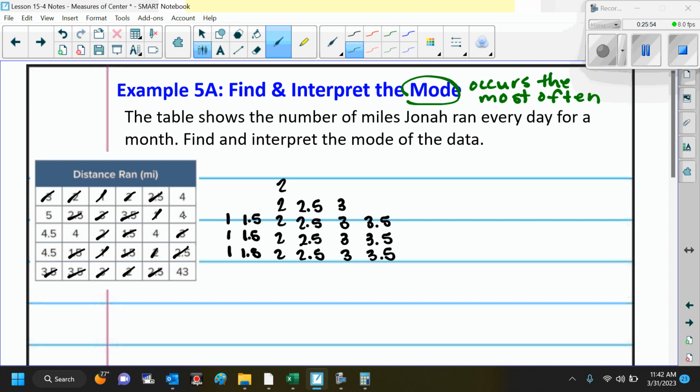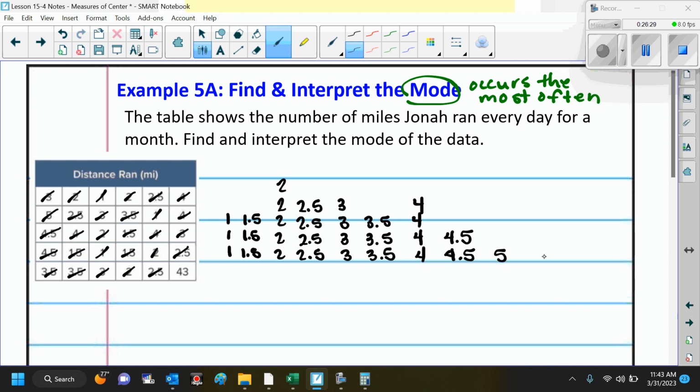So now we're on 4. It's 1, 2, 3, 4. There's 4 of them. And then we've got 4.5. There's 4.5 and there's 4.5. Are you seeing what I'm seeing? 4.5, 4.5, and then we've got a 5.